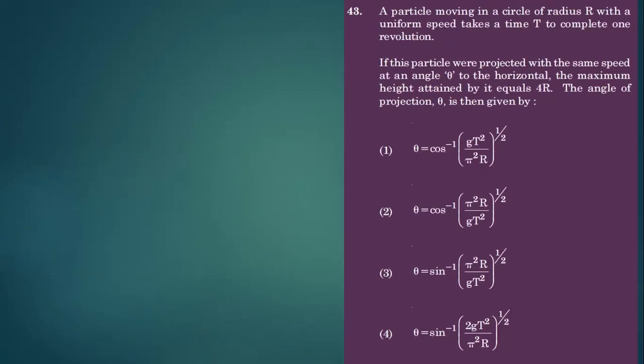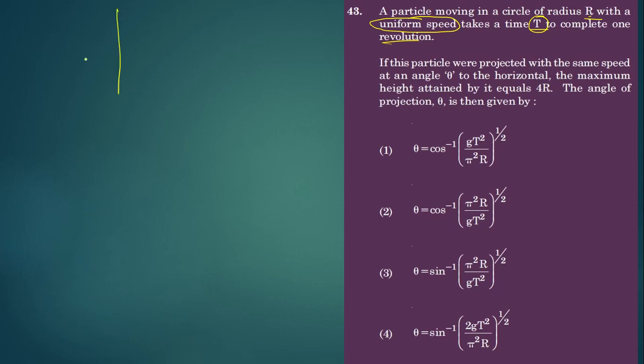Okay, so this question is based on the combination of two concepts. The first para of the question describes a circular motion, second para describes a projectile motion, and the question is based on the projectile motion. Let's read out the question. According to the question, a particle is moving in a circle of radius r in a uniform speed, and it takes t time to complete one revolution. That means this time is time period. And since it is moving with uniform speed, this circular motion is uniformly circular motion.